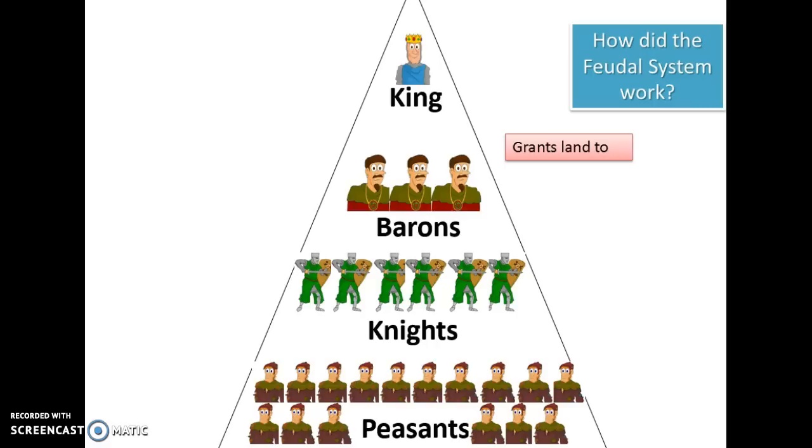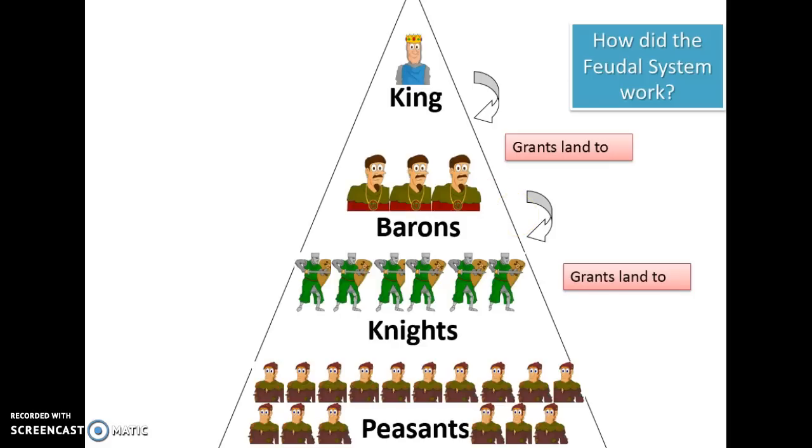So how did the feudal system work? Well, it's quite easy. Let's go through it together. Firstly, the king, if you remember, if he wants all the power, he needs to give people something. So he grants land to the barons. Once you've drawn your triangle, please draw in these arrows and the little boxes. So the barons, what are they going to do for the knights? They're going to grant some of their land to the knights.